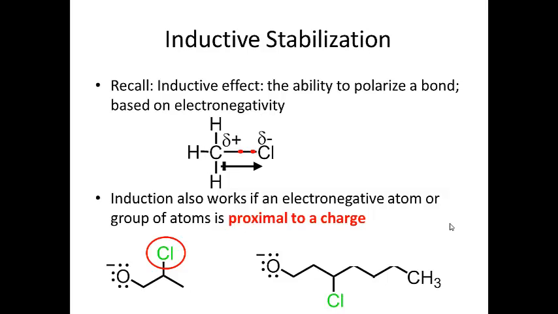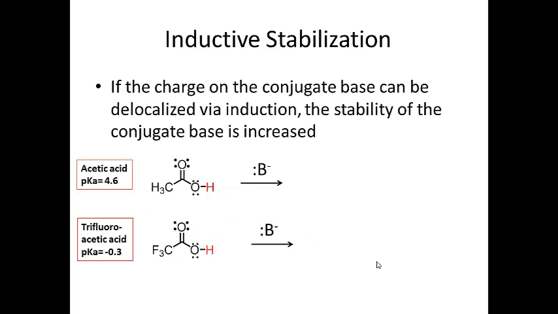All right, so let's look over here and make a point that the further away the chlorine moves from the charge, the less the influence. So the further down the chain this chlorine moves, you can see it's getting further and further away from the negative charge that's here. As it moves further away, its influence on the charge, meaning its ability to help stabilize that charge, decreases.